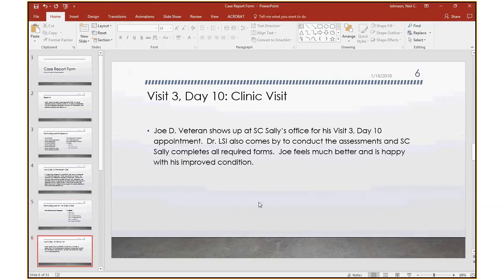Visit 3, day 10, clinic visit. Joe the veteran shows up at site coordinator Sally's office for his visit 3, day 10 appointment. Dr. LSI also comes by to conduct the assessments, and Site Coordinator Sally completes all required forms. Joe feels much better and is happy with his improved condition.